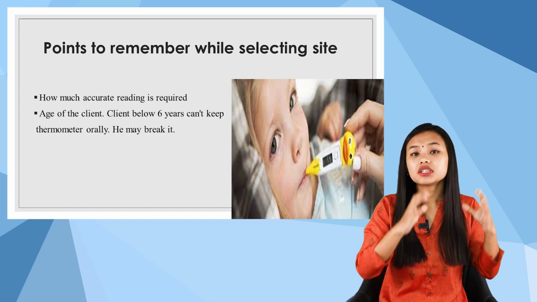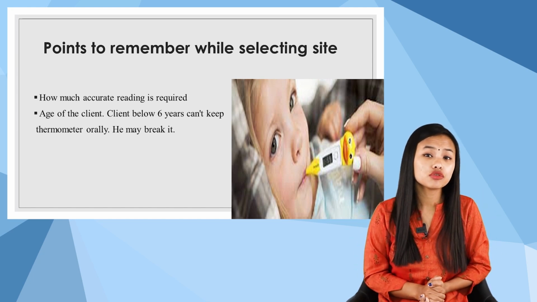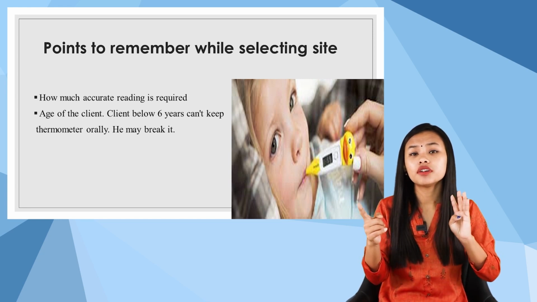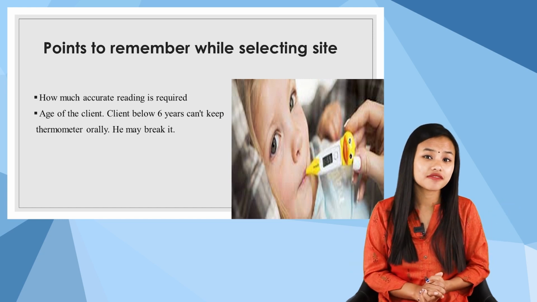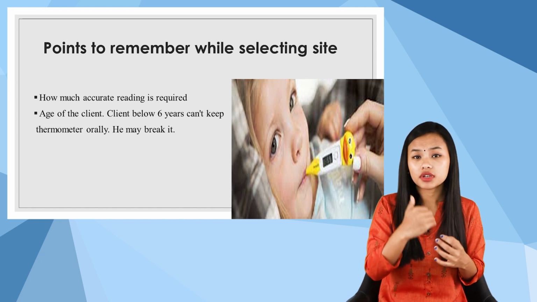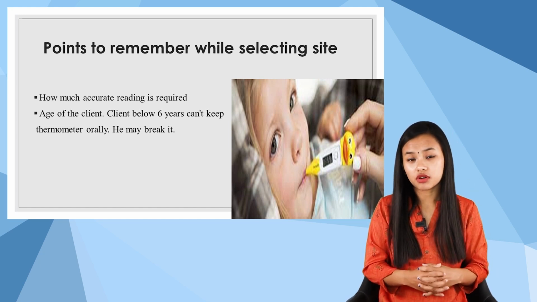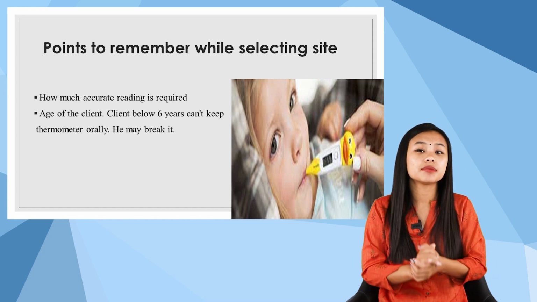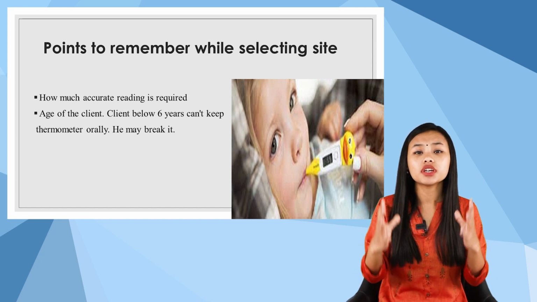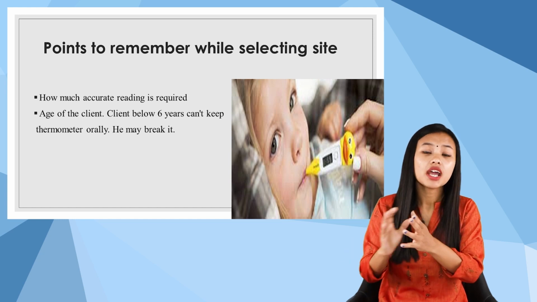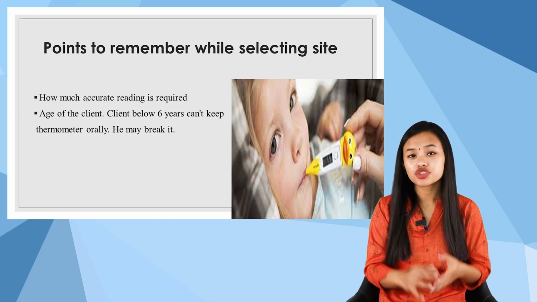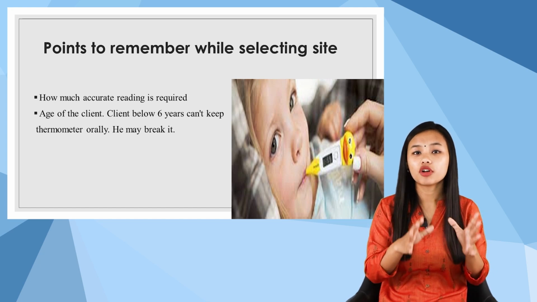We also have to see the consciousness level of the client. So here, as I've told you, we can assess the temperature orally, right, through the rectum, through the axillary, or even through the tympanic. In case the client is unconscious, okay, we cannot assess their body temperature orally. Why? Because he will not be able to open his mouth, right? So if the client is unconscious, then the best site through which we can assess the body temperature is through the axillary, right? So depending on the consciousness of the client, we can make a decision on which site we should opt for in order to assess the body temperature.